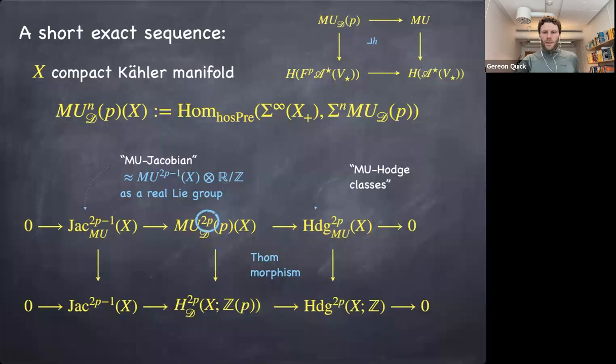Okay, and this short exact sequence just comes from the fact that we have defined MU_dp as a homotopy pullback. And so this is really a long exact sequence, which we split here on the left and right in order to get a short exact sequence. Okay, so it looks like this fits nicely into the picture that we have drawn before. So we also have short exact sequences and can define Jacobians.